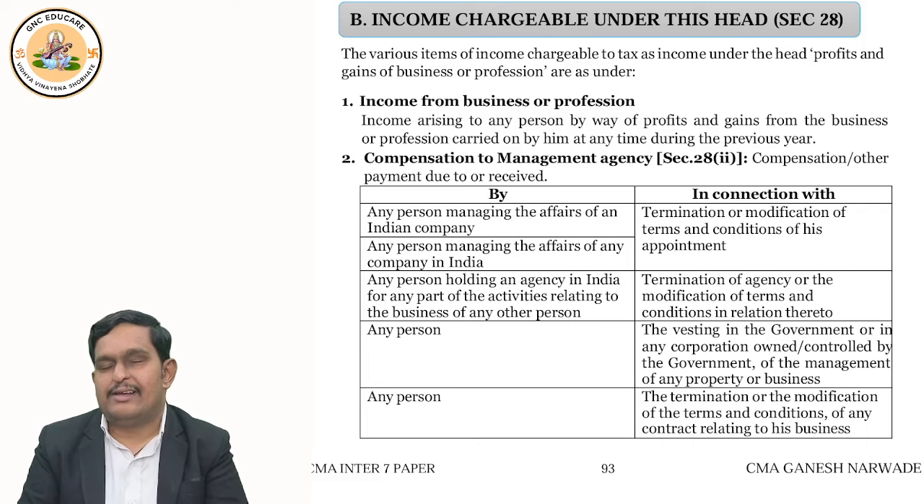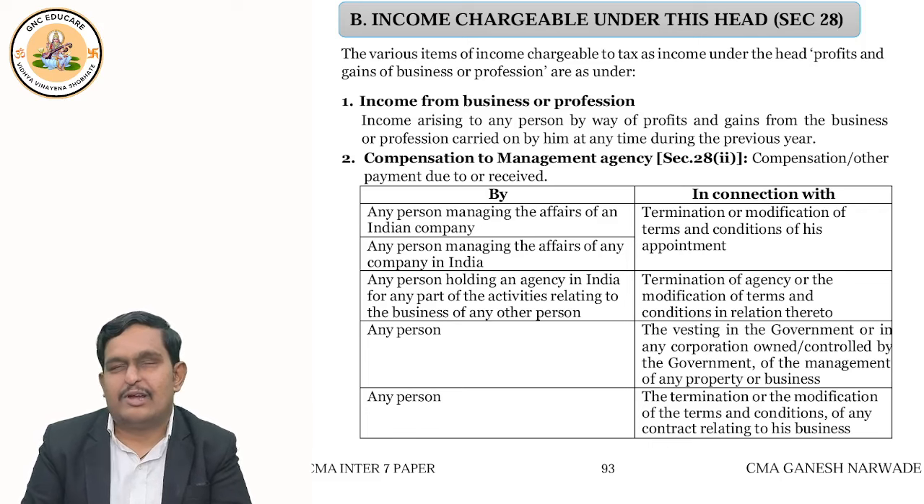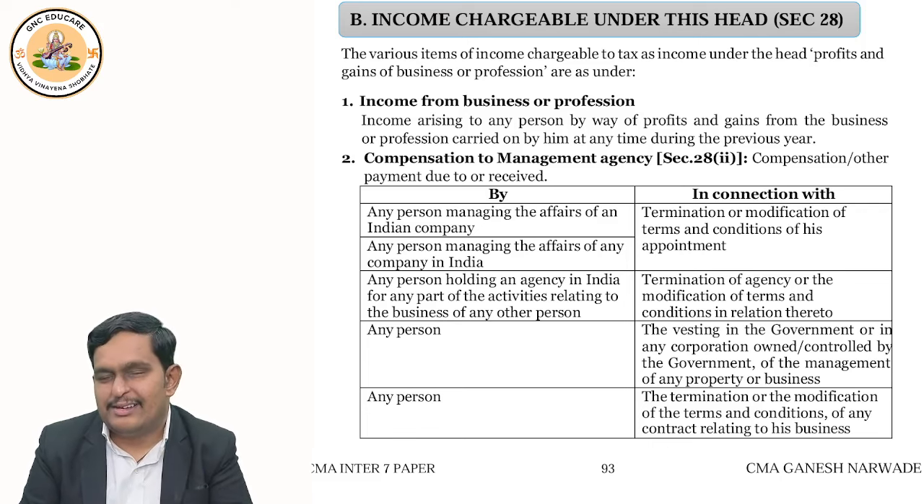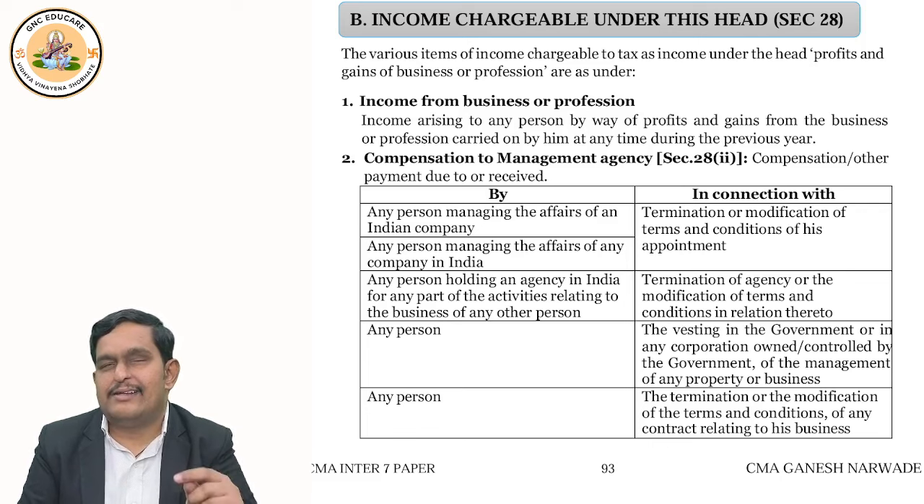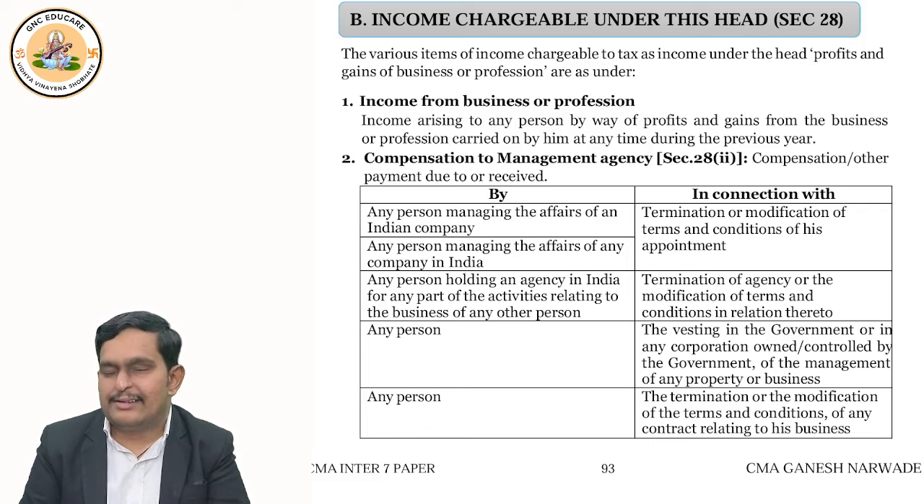That compensation is taxed under this chapter, that is PGBP. Now they got a lump sum receipt, correct? So you can say it is a capital receipt. But even though it is a capital receipt, it is in relation to business. It is actually deciding the direction of the business. For that purpose, it is taxed under this chapter. Okay, even though it is a capital receipt.